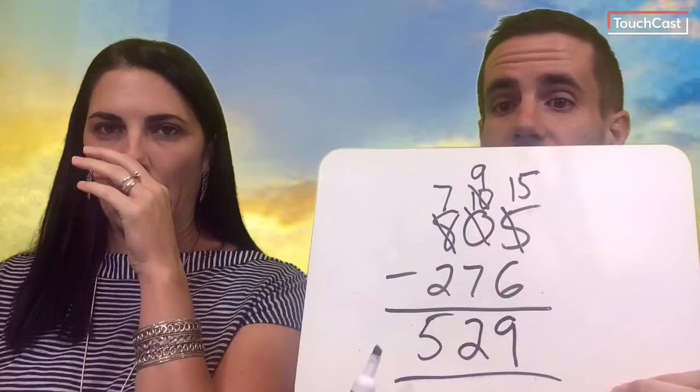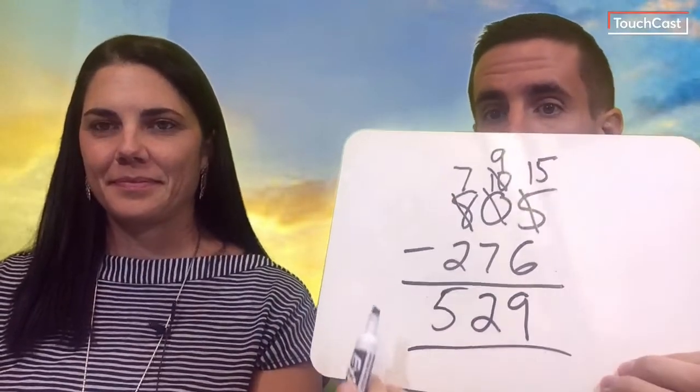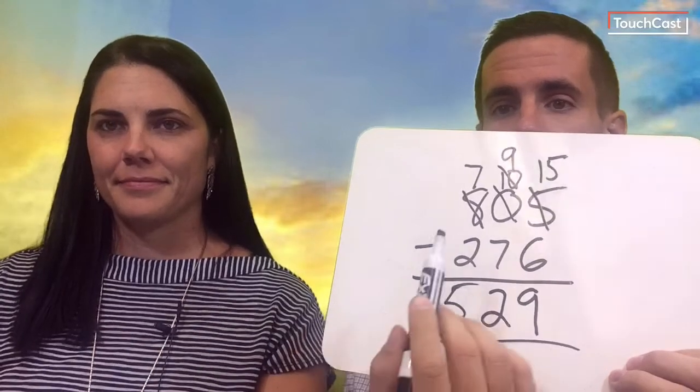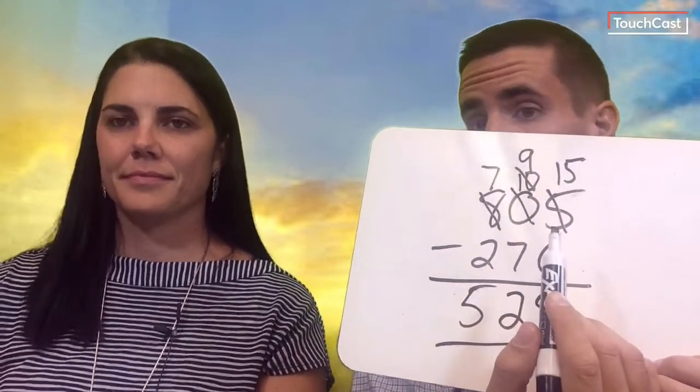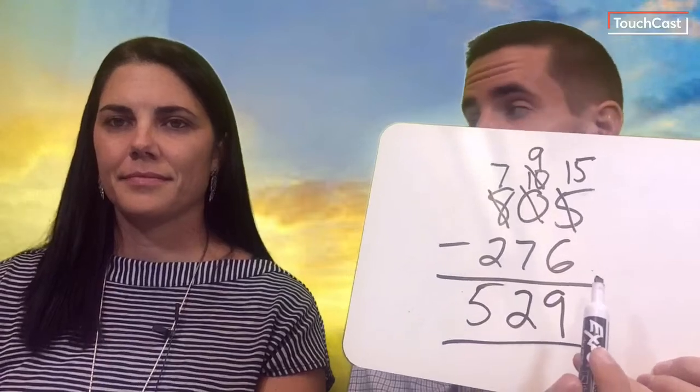We're going to take our difference and then the guy in the middle. So we kind of work from the bottom up. And then our answer should be the top number, 805. I'm going to take 529 and add 276.